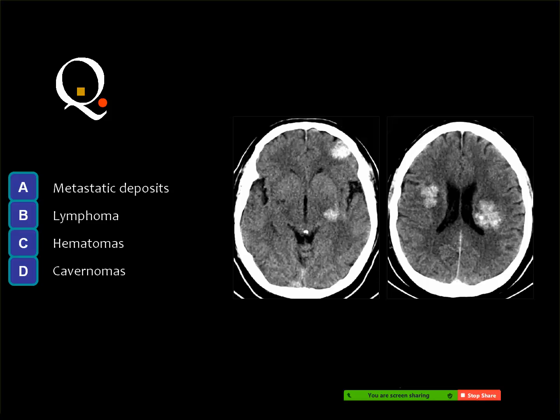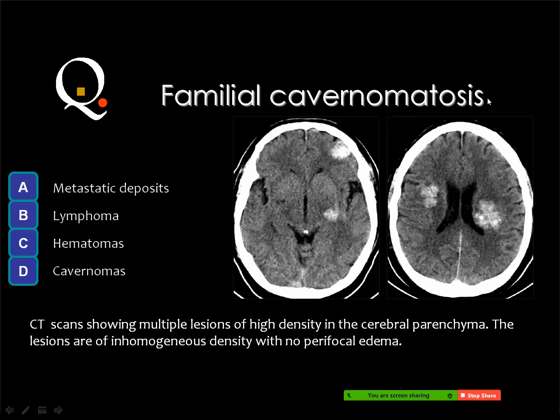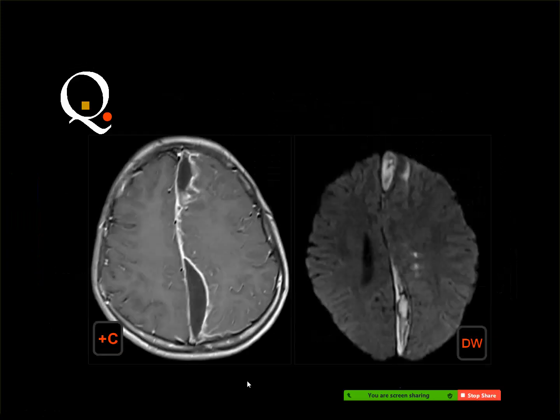Cavernoma. Yes, multiple cavernomas or familial cavernomatosis. And you see the classic appearance of the lesions that appear somewhat hyperdense in the pre-contrast. If you inject contrast, they will not show significant enhancement, and there is no perifocal brain edema with little, if any, mass effect.